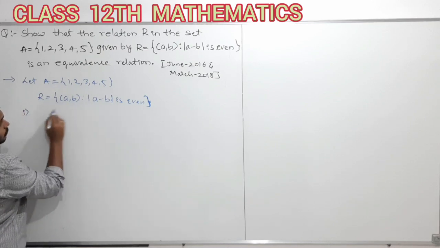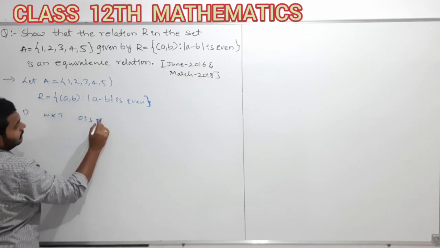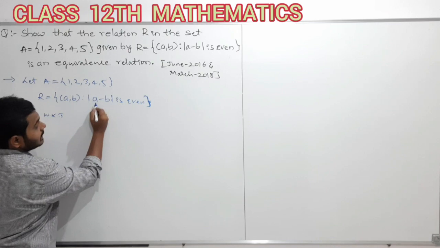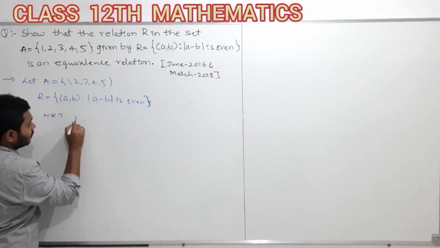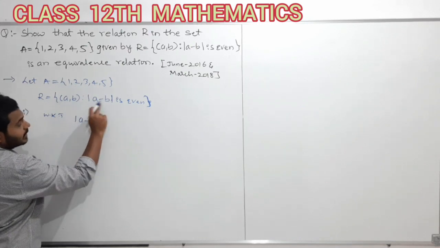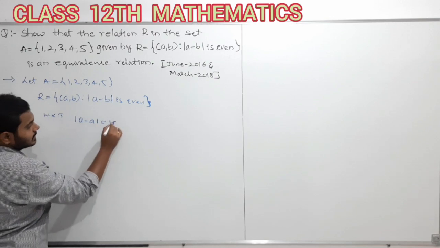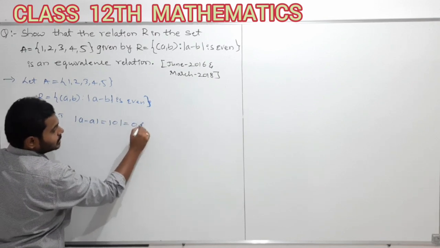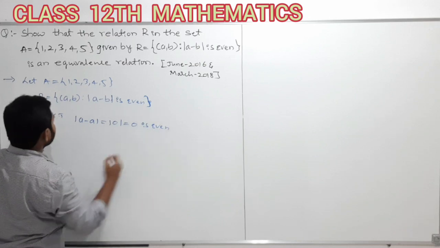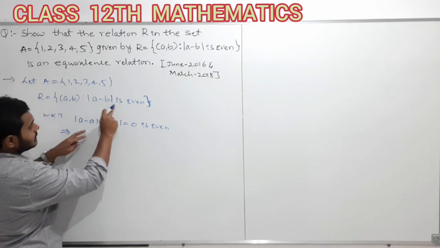Every element, here we know that 0 is even. Reflexive means every element is related to itself or not, that we should check. So I am taking the same element, A minus A. What is the modulus of A minus A? It is 0. The modulus of 0 is nothing but 0. So 0 is even, this we know. So it implies that A minus A is an even number.